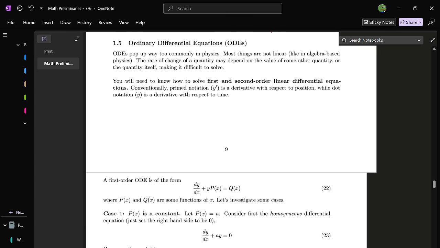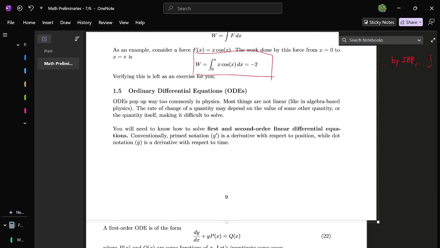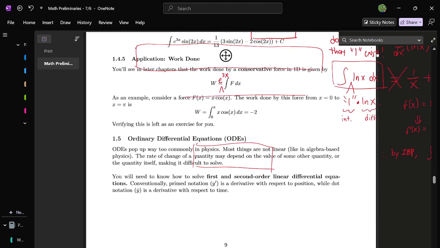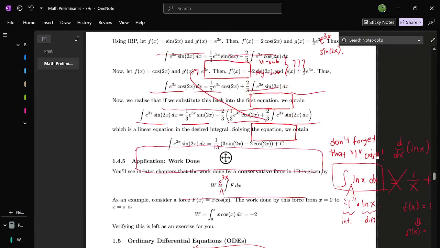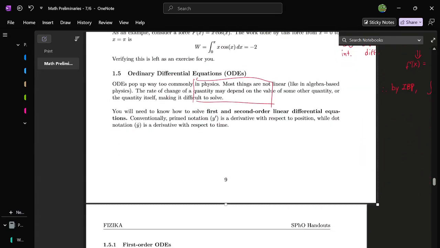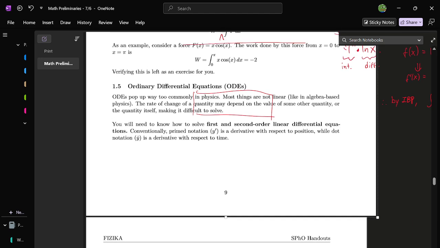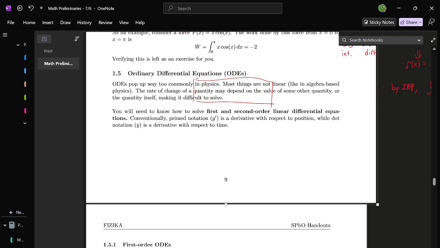These pop up so commonly in physics that you can't ignore them, and you see them basically everywhere. So just a few conventions first. Why these pop up in physics is because a lot of things are non-linear, unlike what you do in algebra-based physics in school. What this means is that the rate of change of some quantity might depend on the value of some other quantity or the quantity itself.